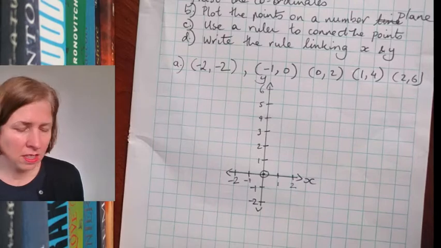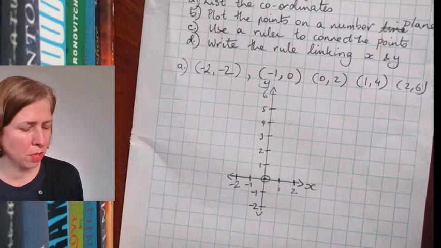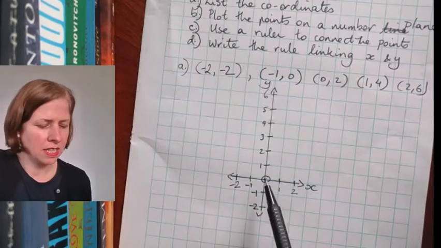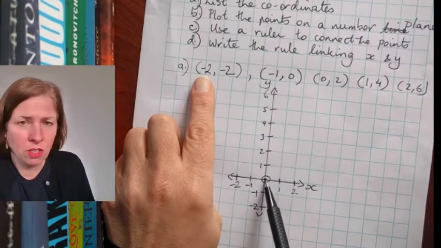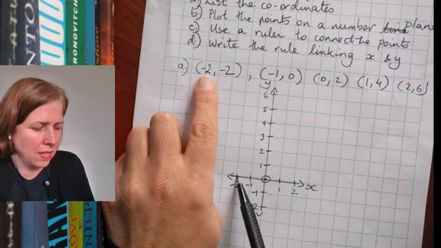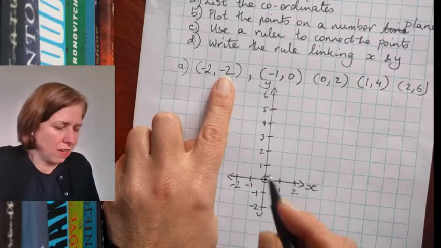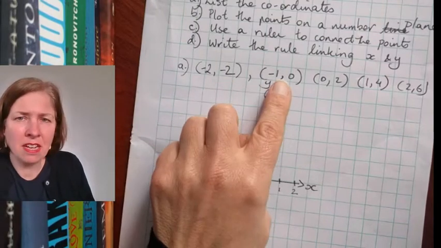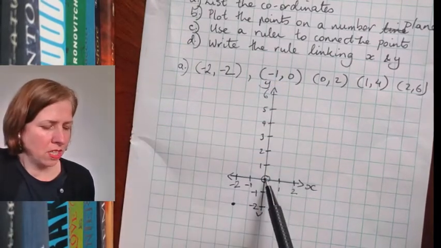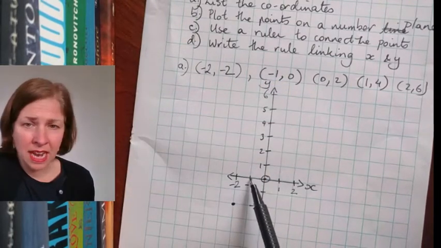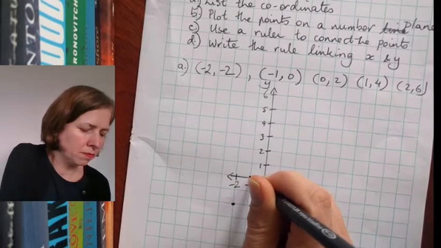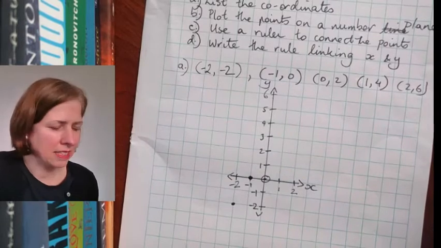And now, using the skills we learnt last time, I'm going to plot all these points. -2, -2, so starting at 0, I use my x value to go to the left 2, and then my y value tells me to go down 2. That's my first point. Then I've got negative 1, 0. So I'm going to go to the left 1 because it's negative 1 and up 0, which means I don't go up at all, which means I'm sitting right on the x-axis.